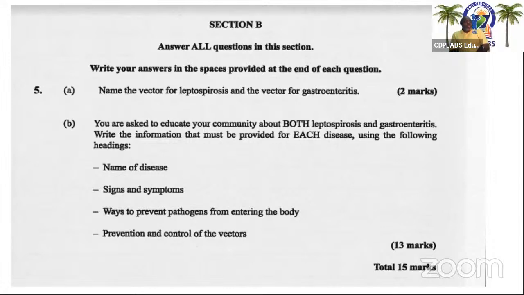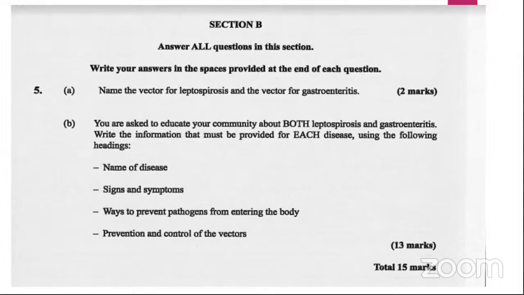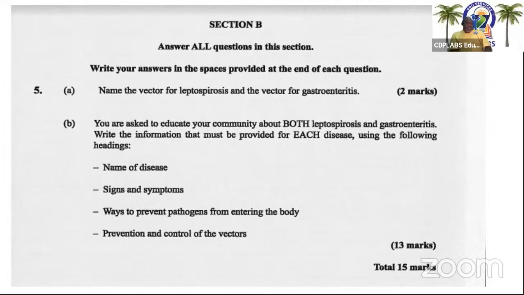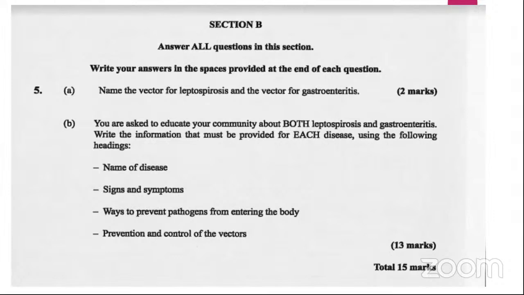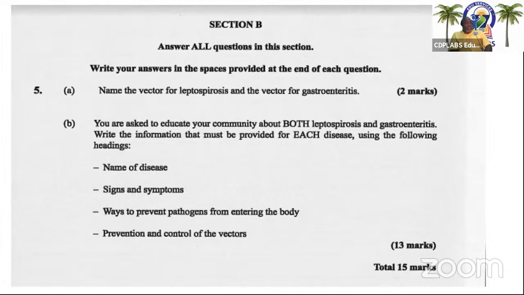Now, can someone read the first part from it, please? Name the vector of leptospirosis and the vector of gastroenteritis. All right, thank you very much. Now, what is a vector? What do I mean by the word vector in this case? The word vector comes from mathematics, and here we see it in human and social biology. When I say vector, what do I mean by that? Anybody knows?